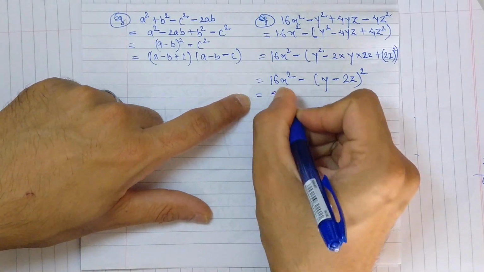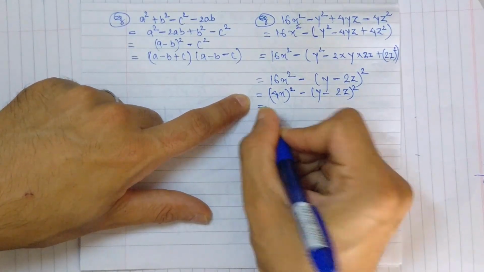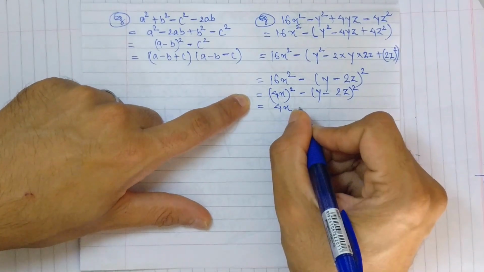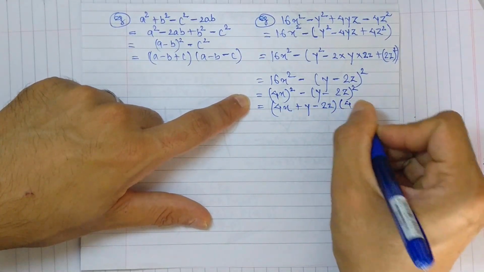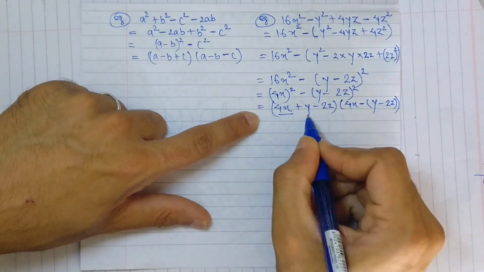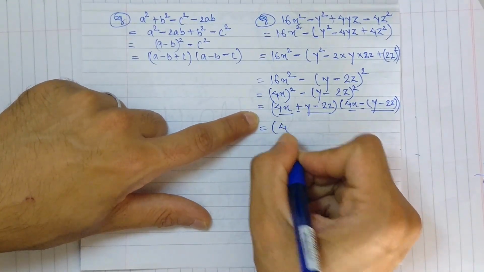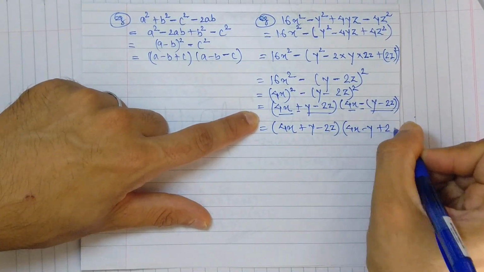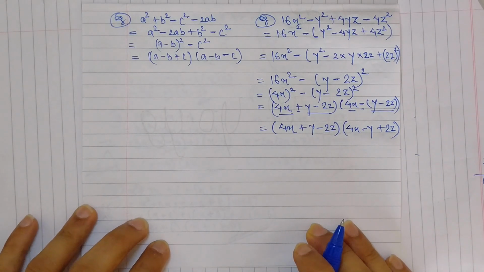Okay, this can be further factorized into 4x the whole square minus y minus 2z the whole square. So 4x the whole square is 16x square. This is a square minus b square: 4x plus y minus 2z and 4x minus bracket y minus 2z. A plus b, a minus b. This is your a, this is your b. Okay, you can simplify it further: 4x plus y minus 2z and 4x minus y plus 2z. How did I do this? I just opened the bracket. Right, so that's again the difference of two squares method.